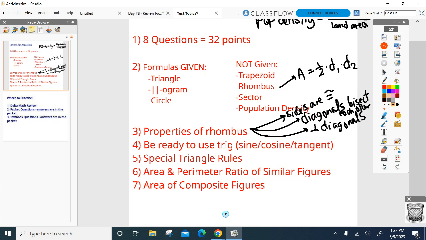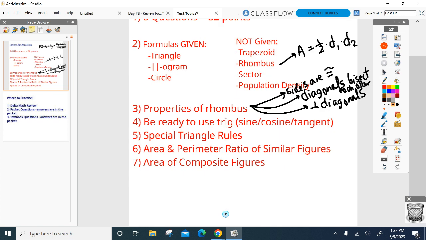Be ready to use some trigonometry. And when I say trigonometry, I mean SOHCAHTOA, sine, cosine, tangent. In case it's not a special right triangle, and I mean a 30, 60, 90 or 45, 45, 90, make sure you know your rules. And if it's not one of those, it'll be SOHCAHTOA. This is what we went over yesterday, right? Area and perimeter of similar figures. We just went over the homework.